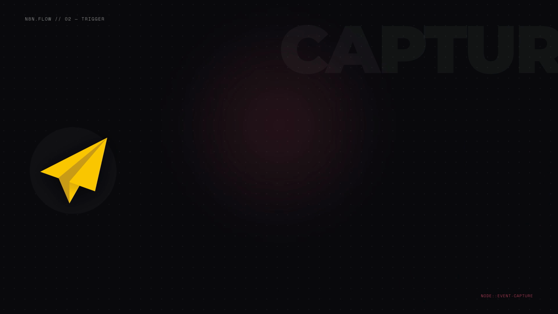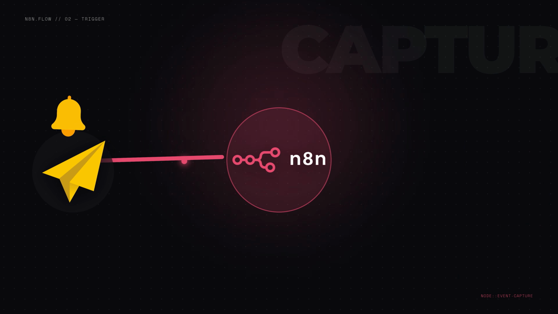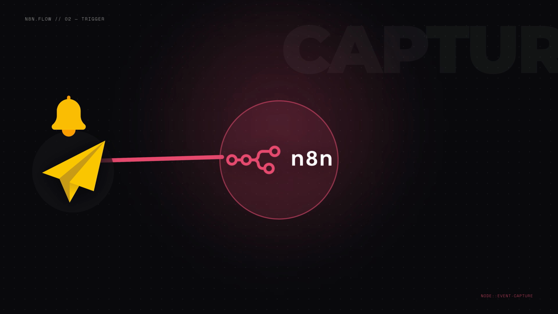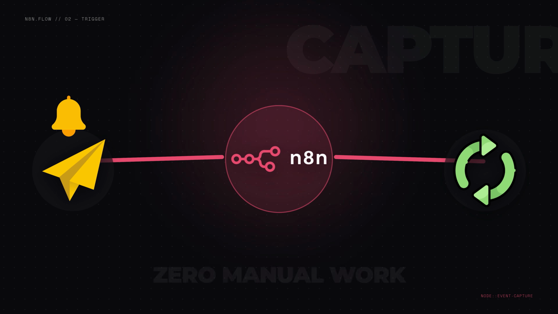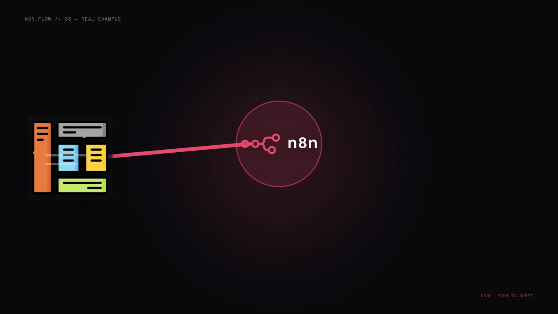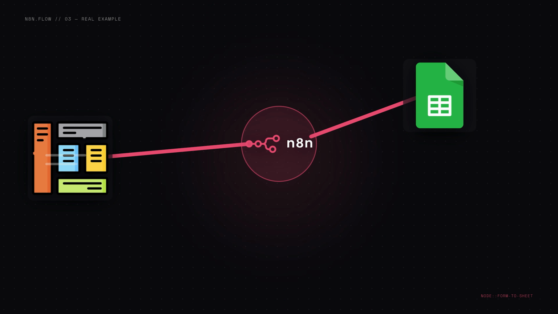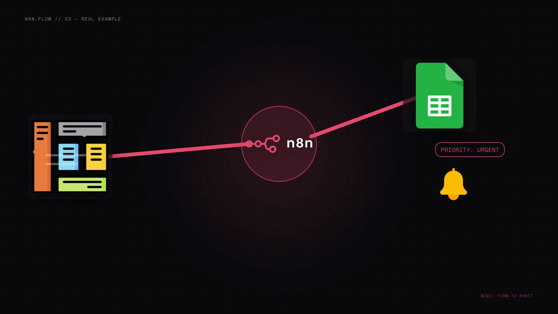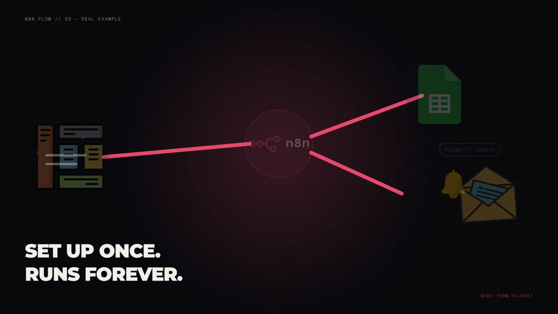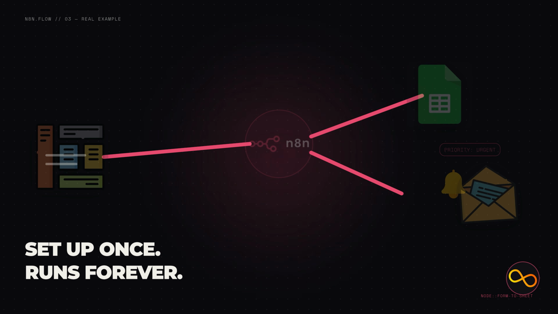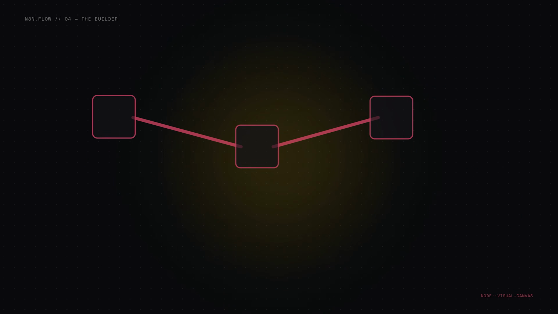When an event happens in one application, n8n can capture that data, process it, and pass it to another application automatically. Zero manual work. For example, someone submits a form on your own website, n8n catches the data, saves it securely to a Google Sheet, and if the priority is urgent, it immediately sends you an alert email. You set it up once and it just keeps running in the background. We build all of these on a visual canvas.